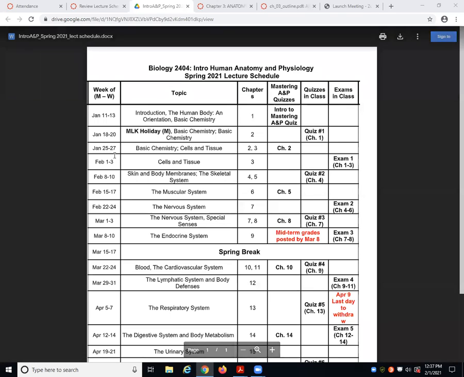Okay, so we are in the week of February 1 through 3. So we are covering cells and tissues. You'll actually have an exam this week on chapters 1, 2, and 3. That'll be human body and orientation, basic chemistry, and cells and tissue. So that's what the first exam will be over. It'll be a multiple choice exam. All right, so let's go on.